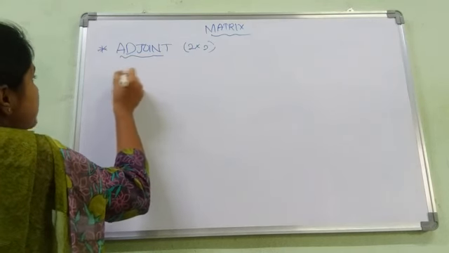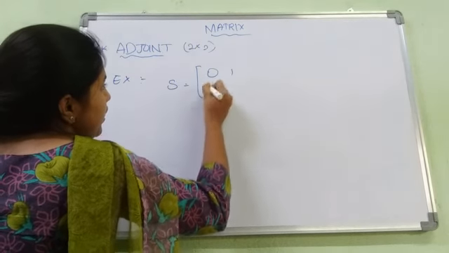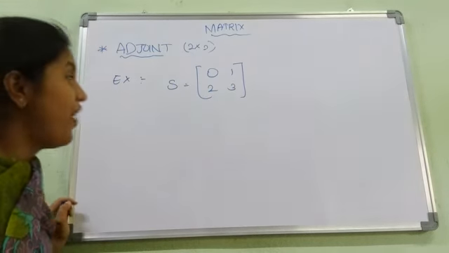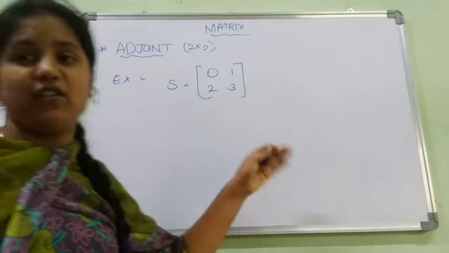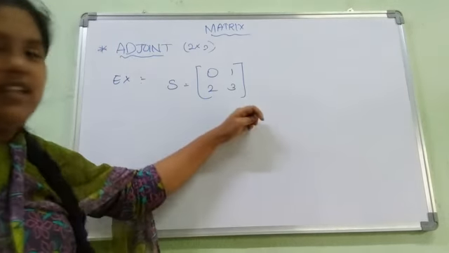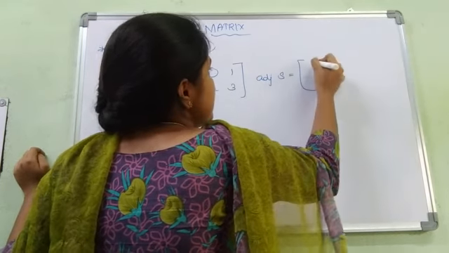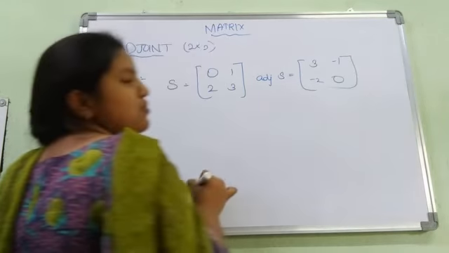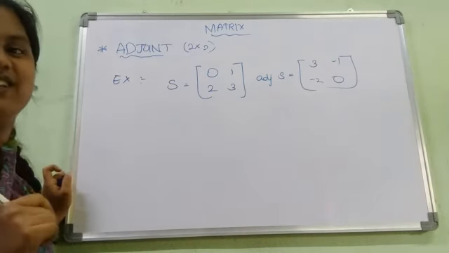Now one example I am giving. Suppose S is equal to [0, 1; 2, 3]. Find the adjoint of S. Those who don't know the trick will find the cofactors now, apply plus and minus signs, then after cofactors they'll find the transpose and then get the adjoint. But who knows the trick will say directly the adjoint of S is [3, minus 1; minus 2, 0]. That's why I said you should know the trick.